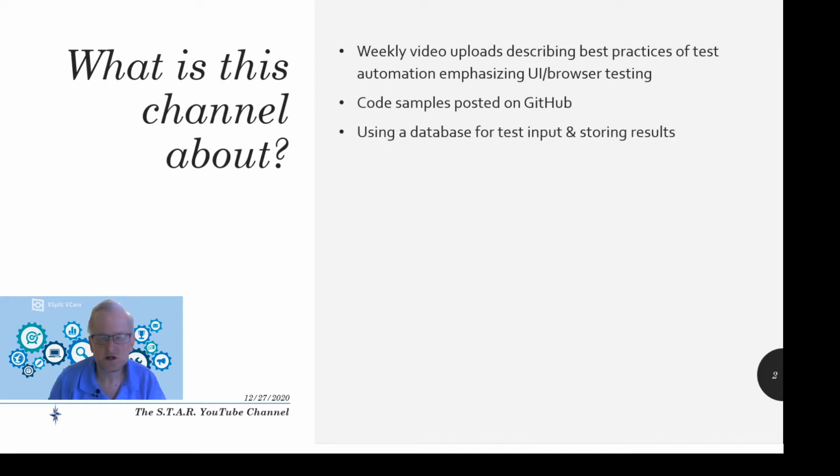We'll also study how you can use a database for your test data input to drive your test, as well as storing your test results. We'll have a good look at Selenium-based tests. For those who don't know, Selenium is a coding library which you can use for browser-based testing. It will literally drive the browser for you.